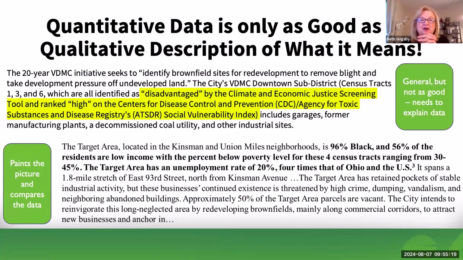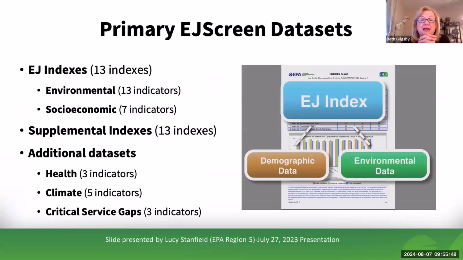So in the second paragraph, you have the target area, where it's located, percentage of residents that are low income. And not only do they bring up the data, they do compare and contrast with the unemployment rate. That's an important piece too. You can throw the number out there, but what difference does it make unless you contrast it to something else? Next slide, please. And these are the EJ screen data sets that Riley will speak to tomorrow.